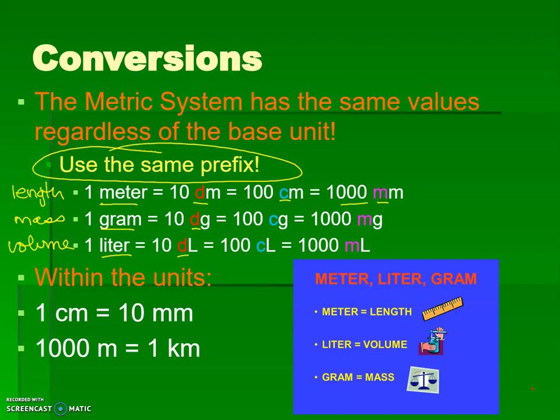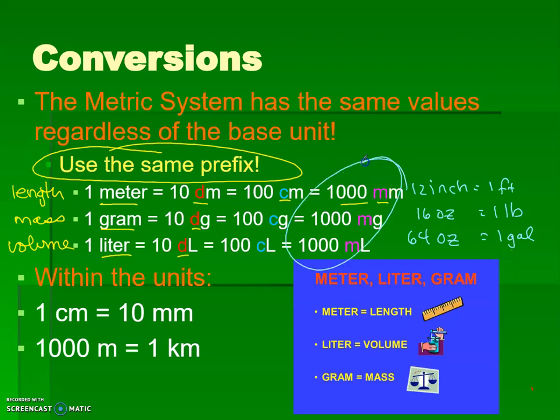Okay, in our imperial system, we don't have that. What we use instead for length, we have inches, and it's 12 inches equal to 1 foot. And for mass, we have a pound. Well, it's not 12 ounces, it's 16 ounces. And that's totally different. For volume, we have 1 gallon, and that's going to be 64 ounces. So we can see that these two things are definitely different. And in my opinion, this makes way more sense than our imperial system.